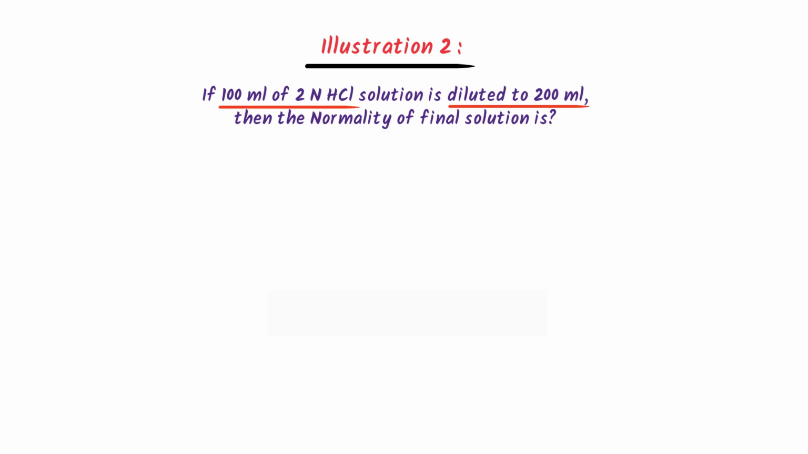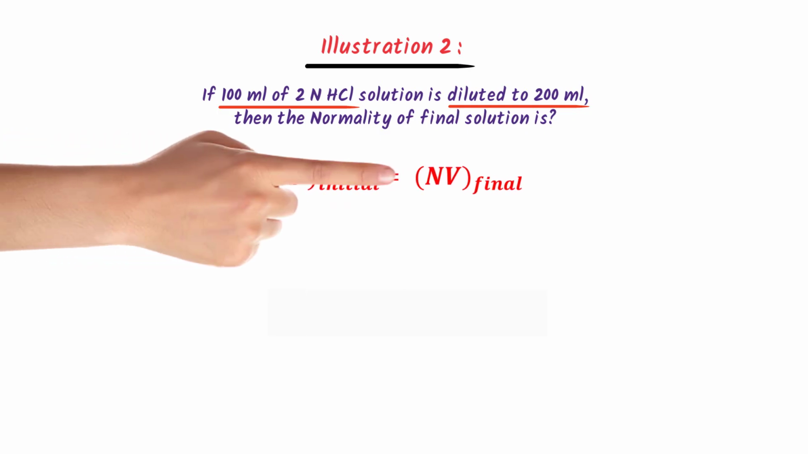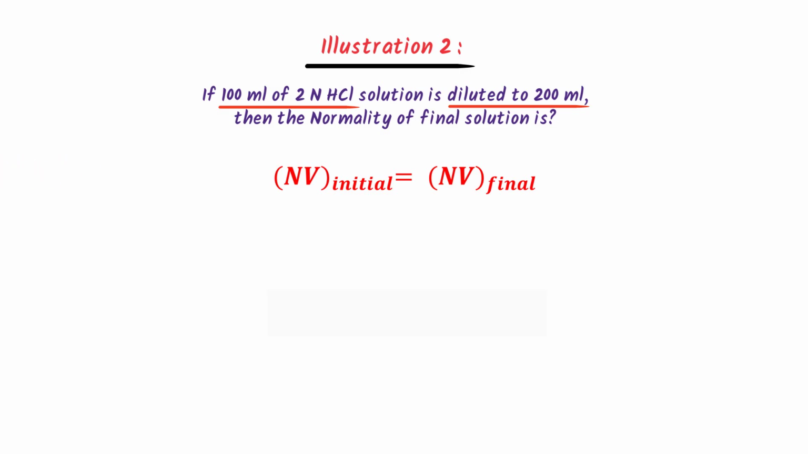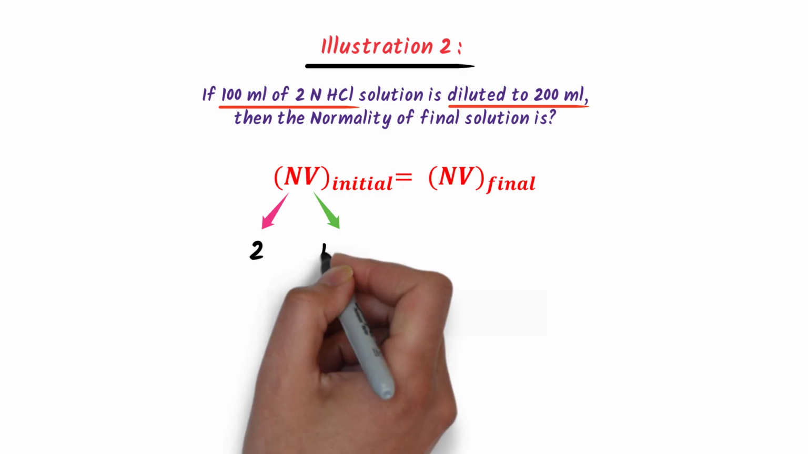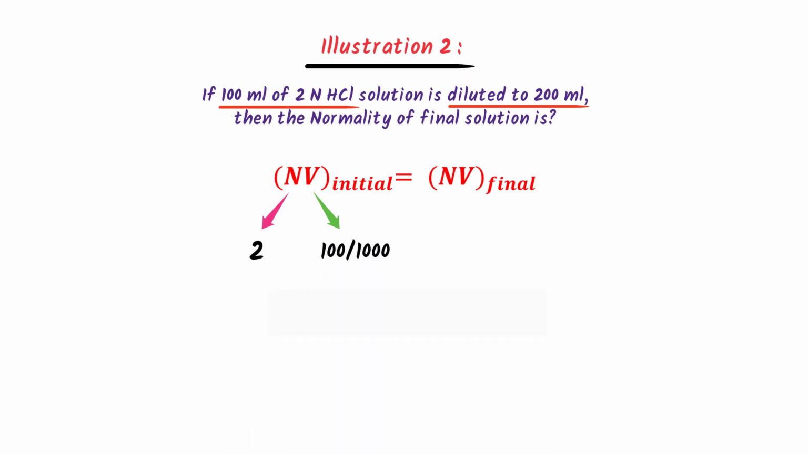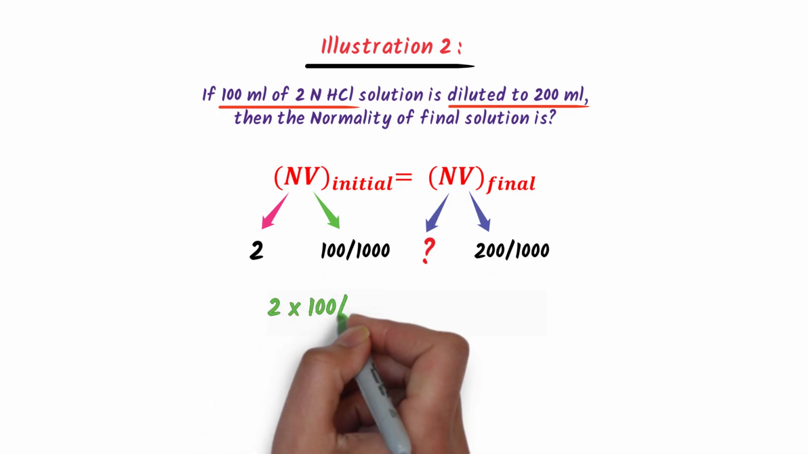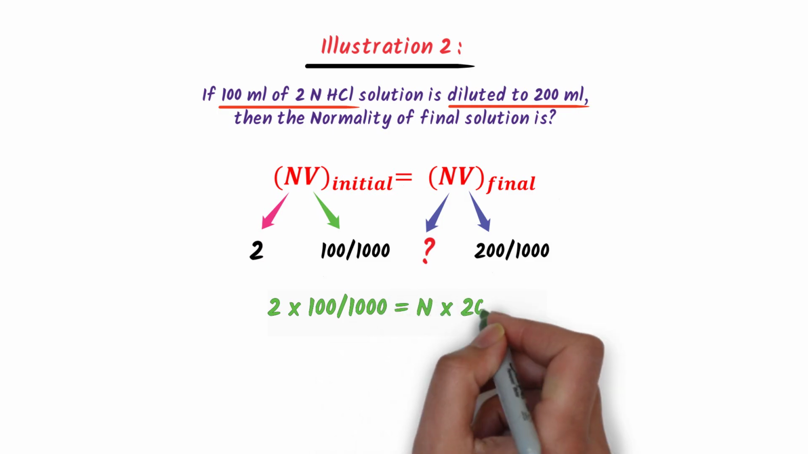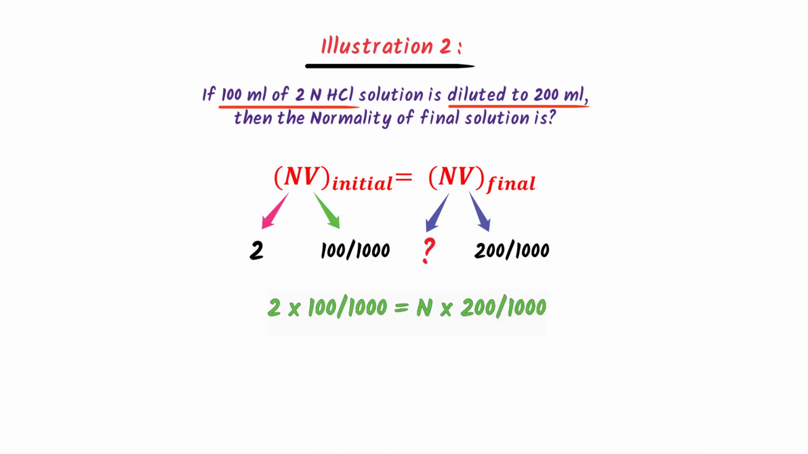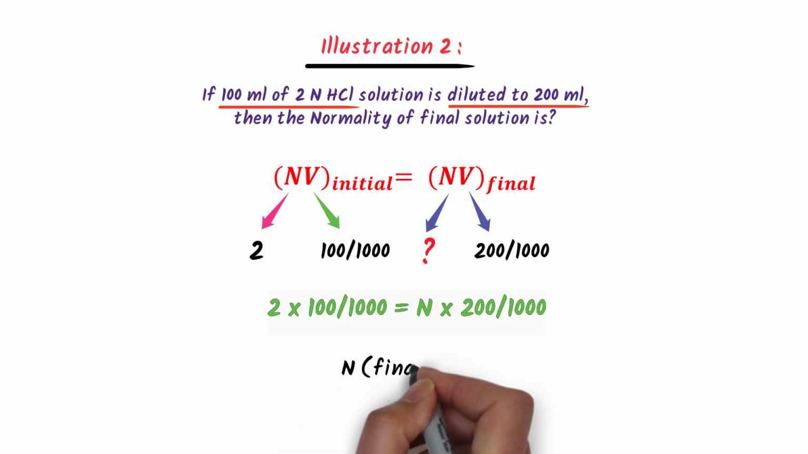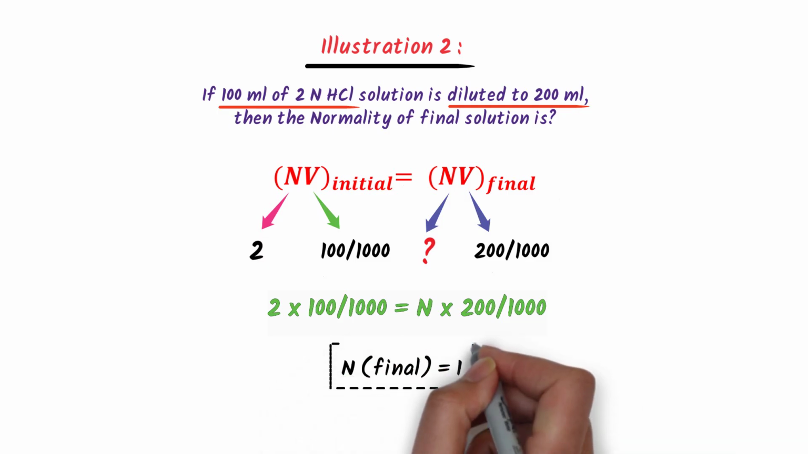So we can easily use the normality equation, that is N into V of initial will be equal to N into V of final. Initial normality is given as 2. Initial volume is given as 100 ml, so that's equal to 100 by 1000 in liters. Final normality we need to find out, and final volume is equal to 200 by 1000 in liters. While putting the values in the expression, we get 2 multiplied by 100 by 1000 equals normality into 200 by 1000. Upon solving this expression, the normality of the final solution is equal to 1. I hope you understand this.